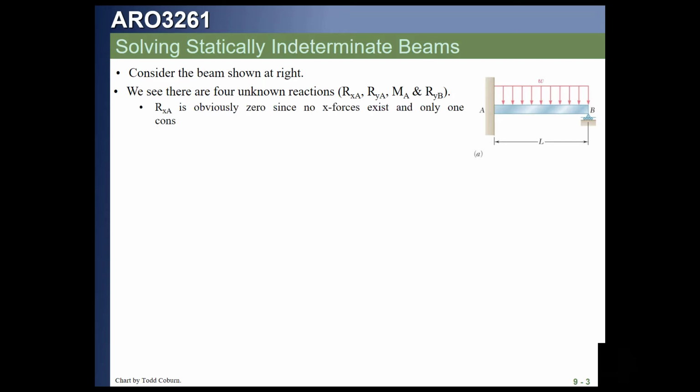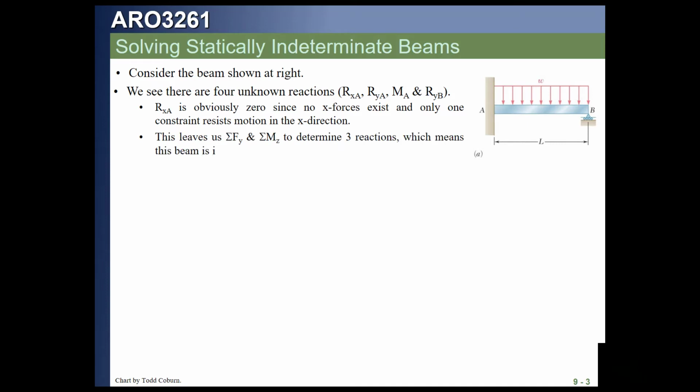However, because B is on a roller, when we sum our forces in the x direction, we're going to find that the reaction in the x direction at A is 0, which leaves us two equations to solve three unknowns. Since we don't have enough equations to solve directly from statics, we call this indeterminate, and we need to use something other than statics in order to completely solve it.